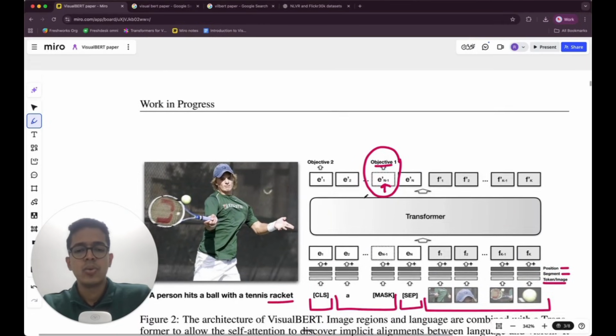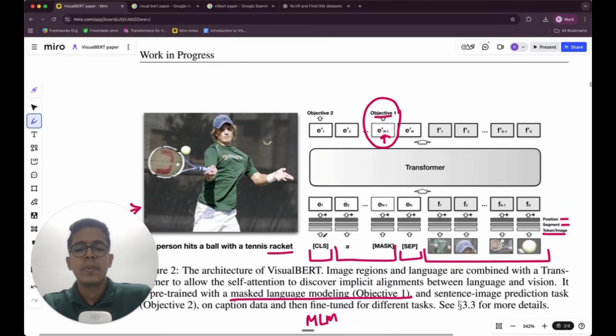So objective two is accomplished using the context vector of the classification token. Look at this: objective two is accomplished using this token, this context vector. This context vector results from the CLS token, the classification token.